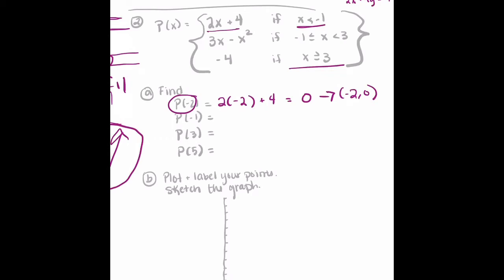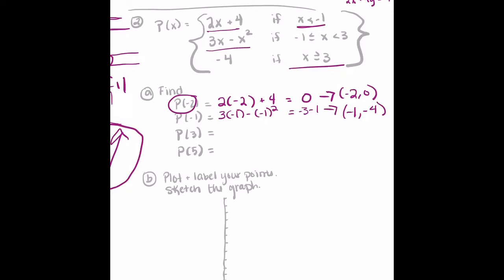Now, when we want to look for negative 1, negative 1 is not less than negative 1, so it doesn't work here. But it is greater than or equal to negative 1. So we're going to plug in negative 1 here. And this is what we'll see, which is negative 3 minus 1, so we get negative 1, comma, negative 4.